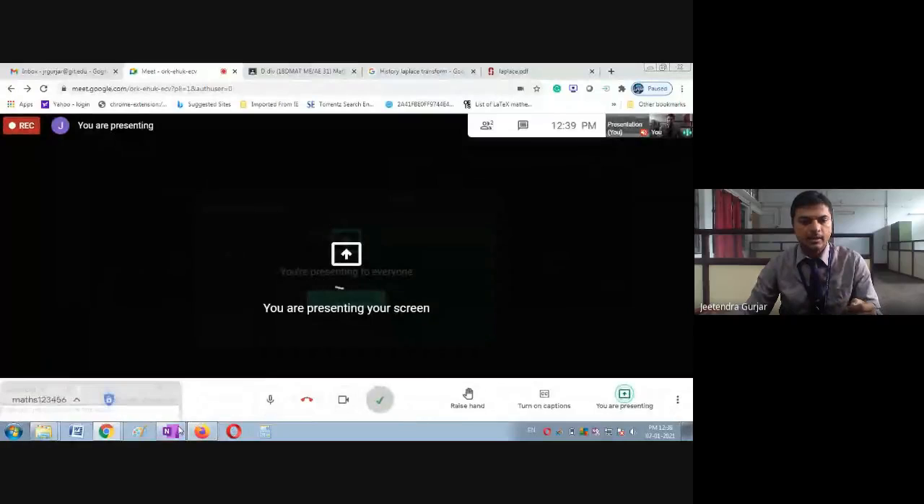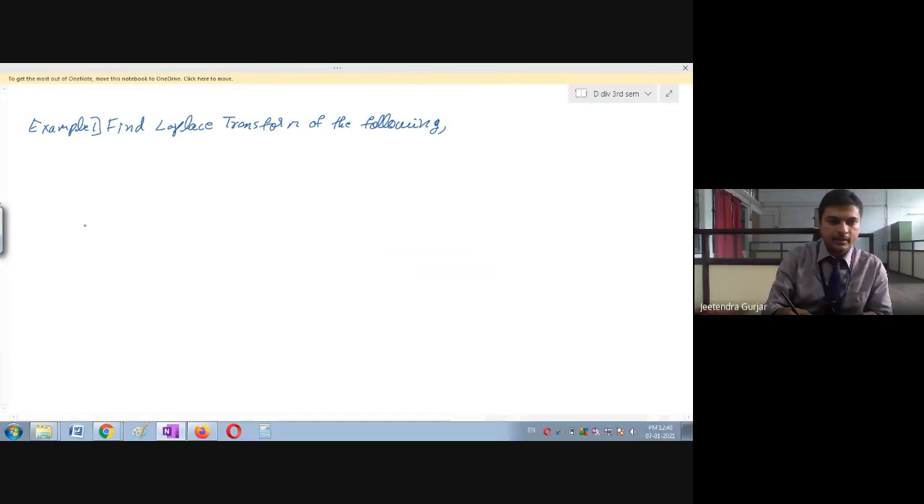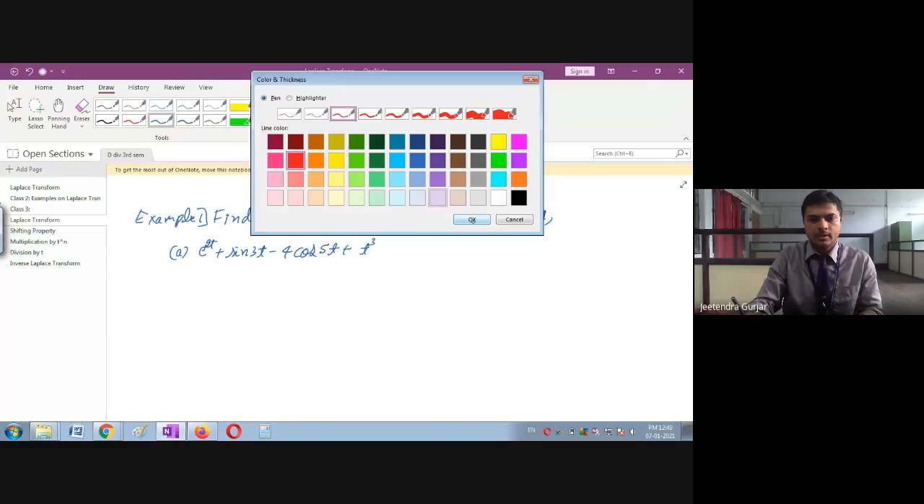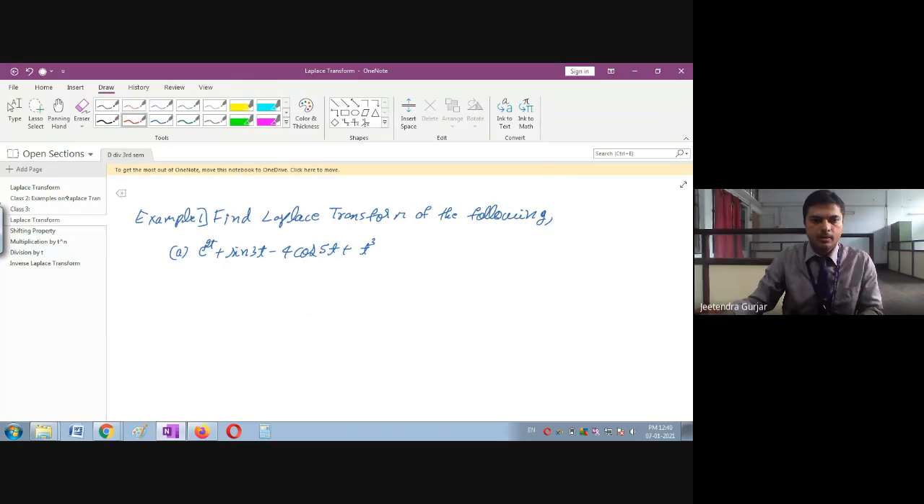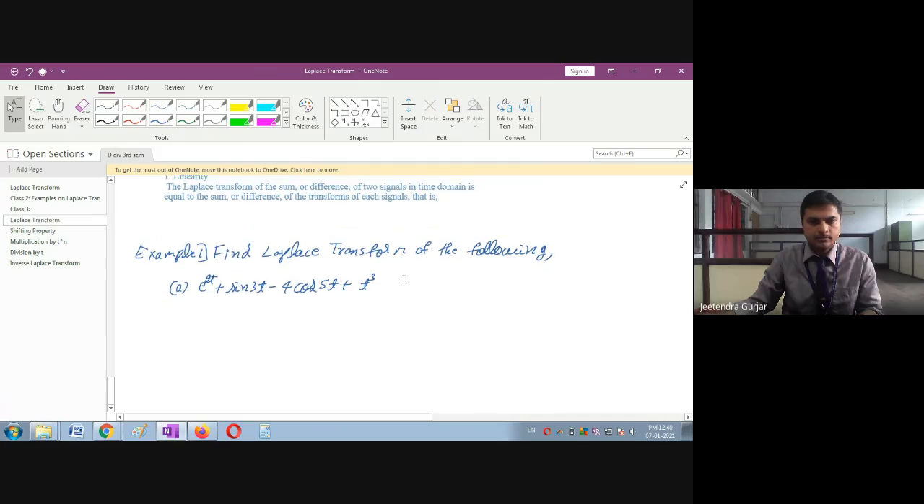Is it clear, students? Okay, so here we can see: find Laplace transform of the following. I'm going to take the first example, that is e raised to 2t plus sine 3t minus 4 cos pi ut plus t cube. Okay, students, one can easily solve this example by using the formulas. I think you have come across the formulas. Please remember the formulas, students, everyone.